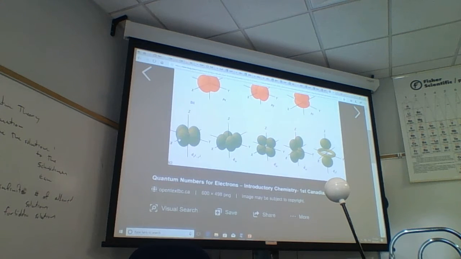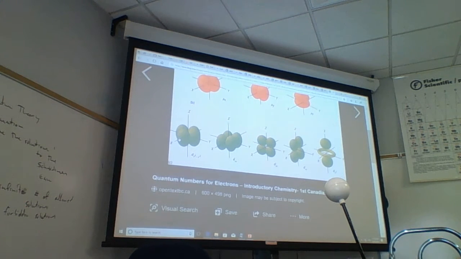Now, what these 3 numbers are, we have letter designations for these. And so the 3 numbers are N, L, M. N is the principal energy level. And so the higher the N, the higher the energy is. L is the angular momentum quantum number. Angular momentum tells us 2 things.